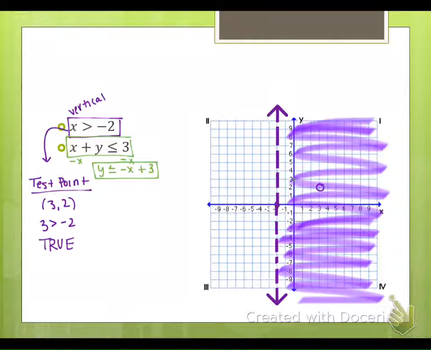Spencer, will my line be dashed or solid in this case? Which one will it be, Spencer? Look at this one. This one was dashed. So what do you think this one's going to be? Solid. If it's or equal to, it's a solid line.